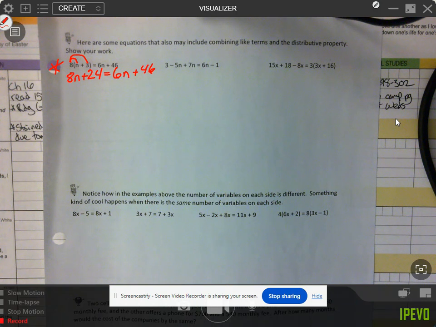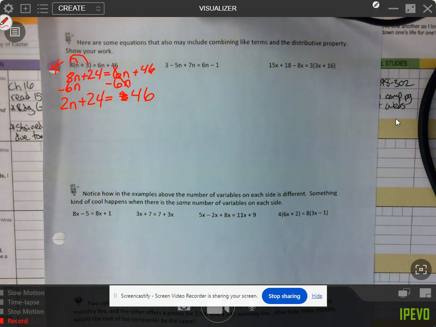You do 8 minus 6. I want to move my 6n over to my 8n. So I'm going to subtract 6n from both sides. 6n minus 6n zeroes out, so I'm left with just that positive 46, or 46. I don't even have to put the positive. Here, 8n minus 6n is 2n plus 24.